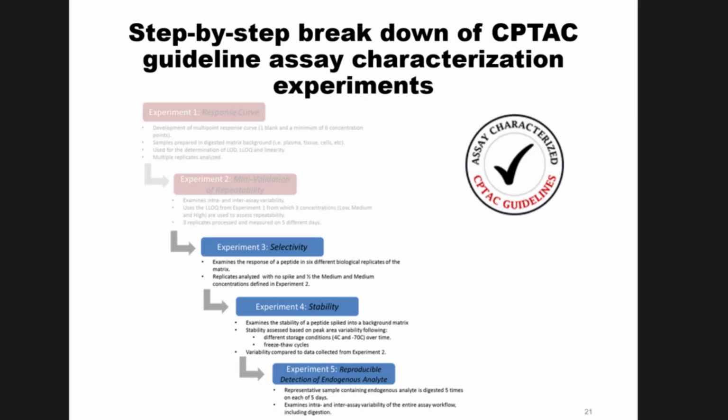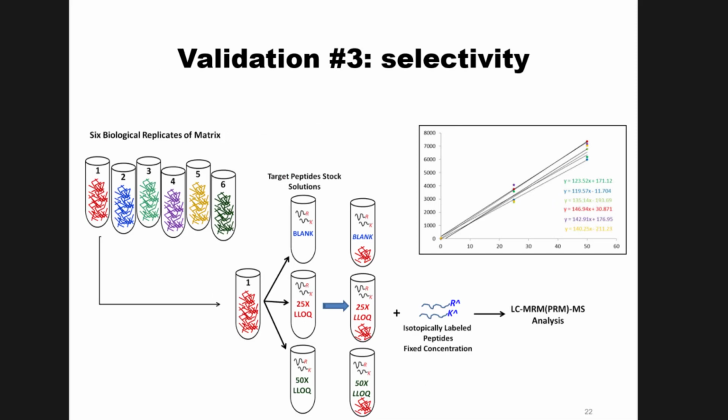So experiment 3 in the CPTAC is the selectivity. You would have 6 different matrices. So for my yeast, maybe I would have 6 different flasks and harvest my 6 different flasks and prepare my 6 different lysates to be 6 replicates of the same matrix. I would put in a blank with none of my peptides, then 25 times the LOQ that I would determine with Sue, and then 50 times the LOQ that I would determine with Sue.